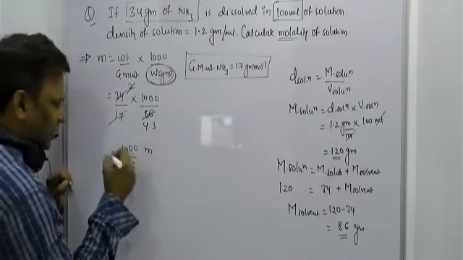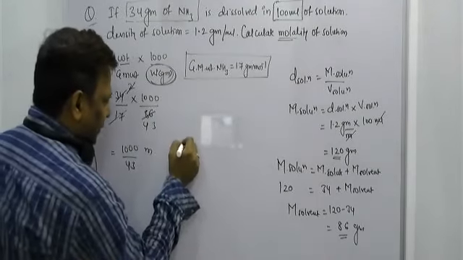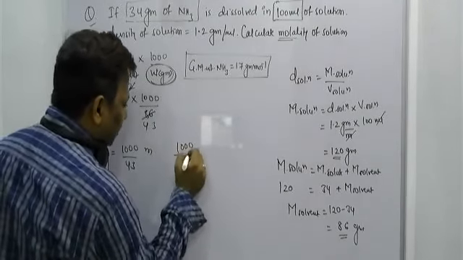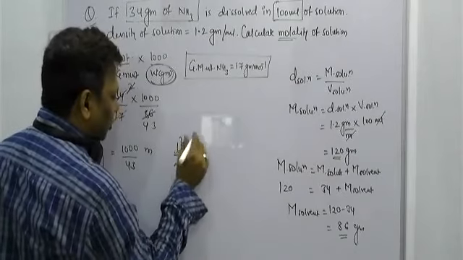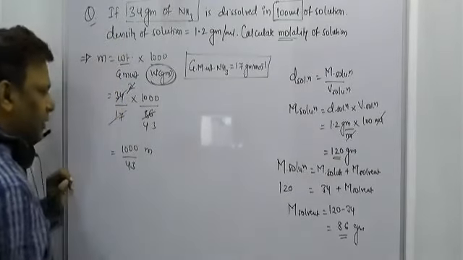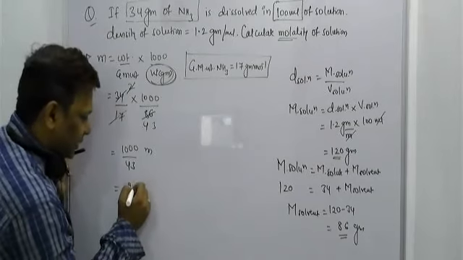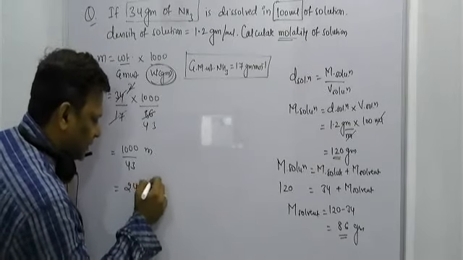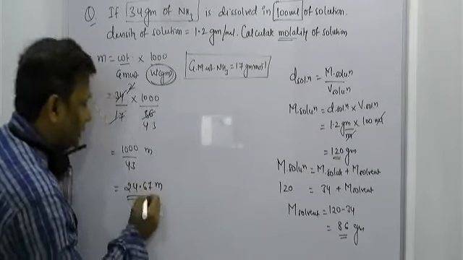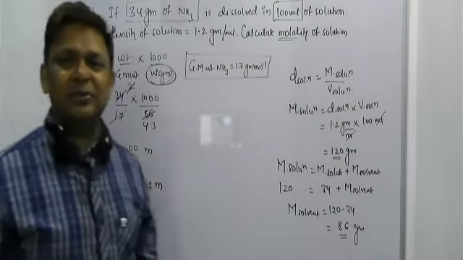And if you want to solve approximately, the zeros cancel, and we'll get 24.67 molal as the molality of the solution.